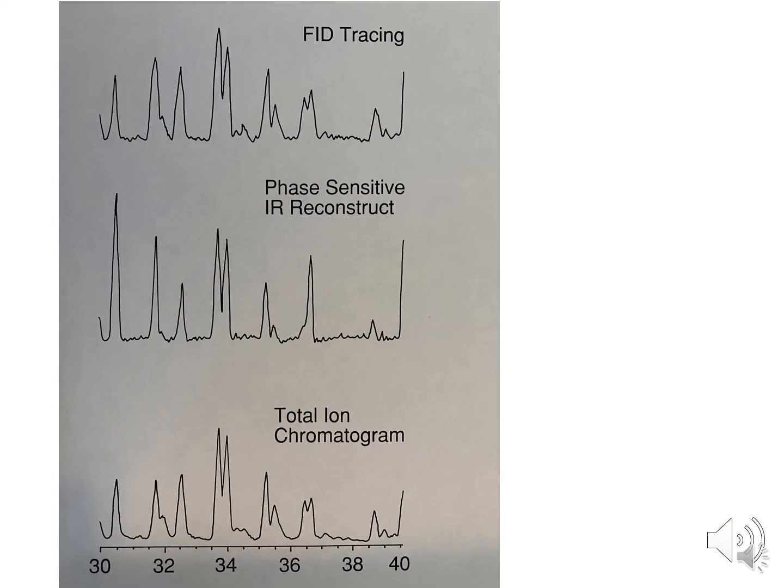So, the kind of tracings you get. On top you have an FID tracing, and this is all the same run. The second in the middle there is a phase-sensitive infrared reconstruction. That's like an infrared chromatogram. These are all chromatograms. And then the one on the bottom shows the total ion chromatogram. So these things can be set up so it's all going to coelute and make sense. This is one run in this case.